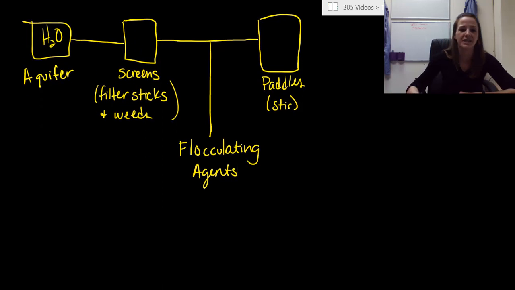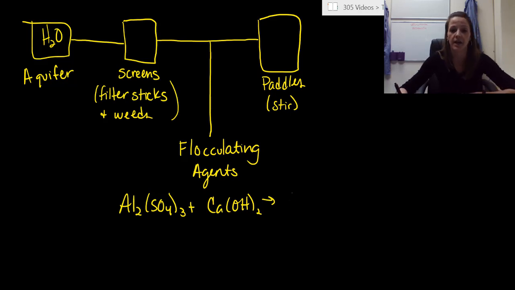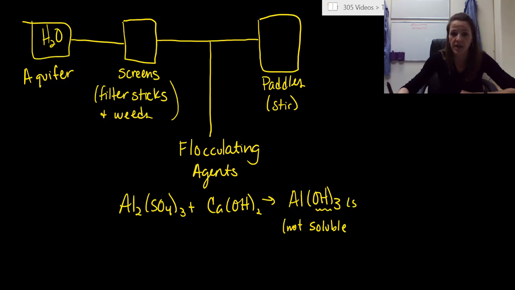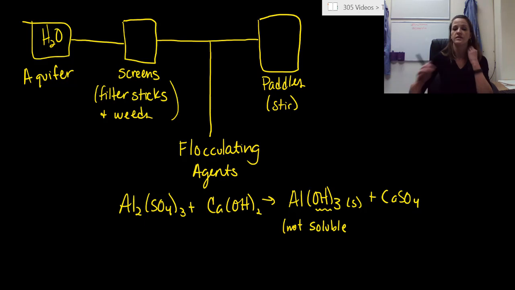And so now what happens here is we add two different pieces. So you add aluminum sulfate, and you also add calcium hydroxide. And what happens is these two pieces come together and they create aluminum hydroxide. And so now we know from previous videos that aluminum hydroxide, specifically OH pieces or hydroxides in water, are not soluble. So what happens is we make this solid, and then we force it to go through this entire process.